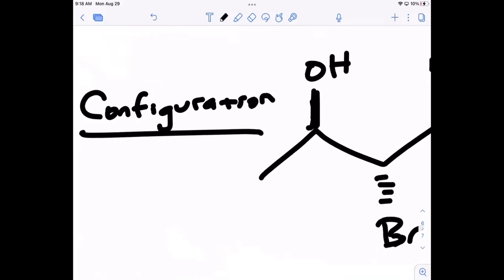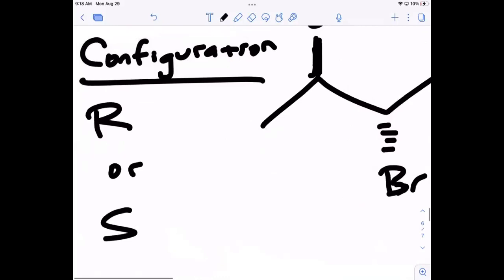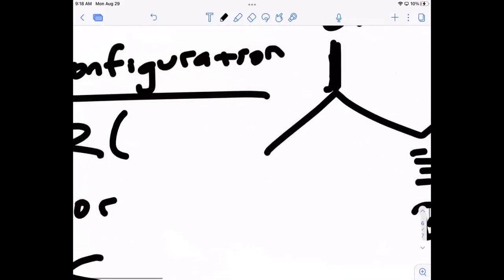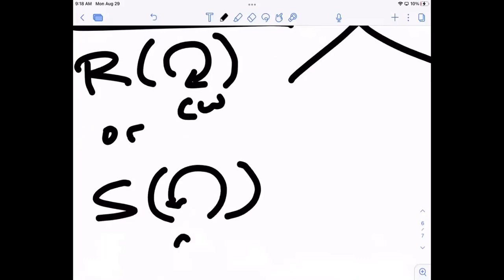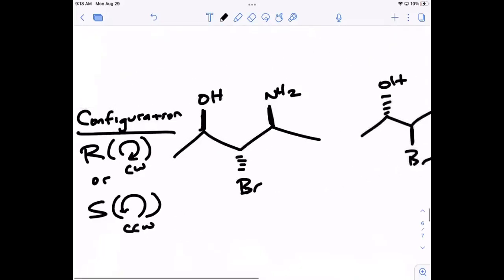Every chiral center has a configuration. It's either going to be R or S, and if you watched the video, you should have had some exposure to this already. R is going to be clockwise, and S is counterclockwise. So I'll say CW and CCW, clockwise, counterclockwise.